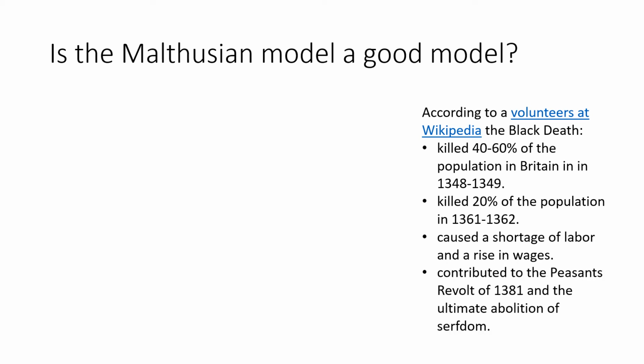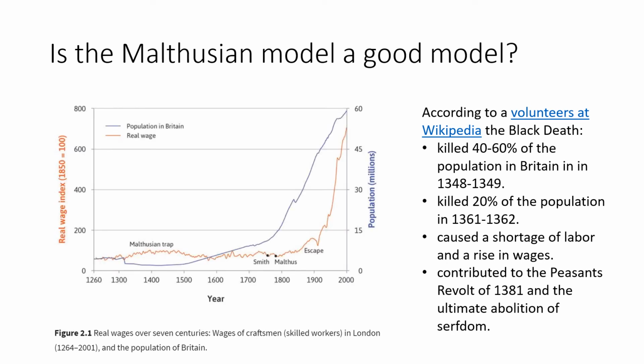As a result, we saw a huge decline in the population, so this caused a shortage of labor and a rise in wages, and eventually contributed to the Peasants' Revolt of 1381, and this led to the abolition of serfdom, in which serfs basically toiled over the land in order to pay rent to different lords. And we can illustrate this graphically. I would encourage you to look into your textbook. They have a wonderful example where they zoom in on this Malthusian trap.